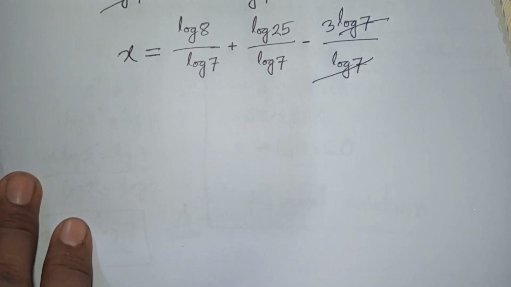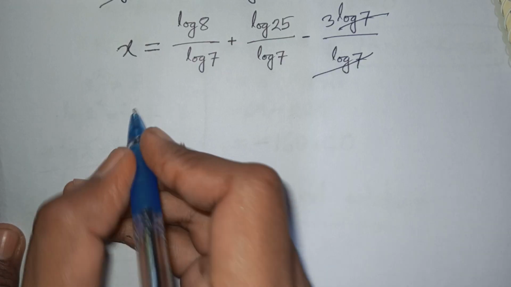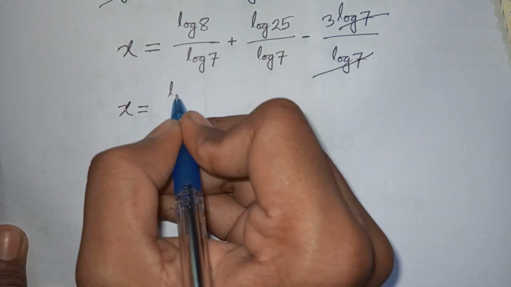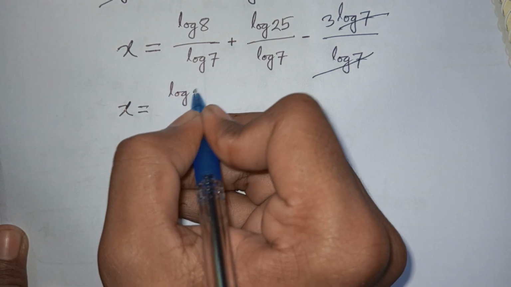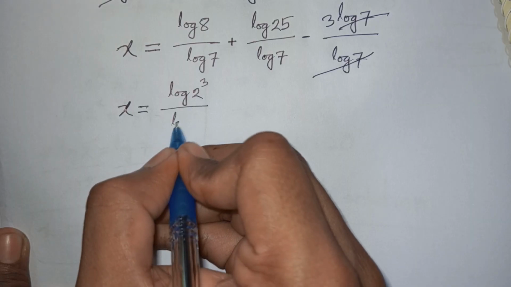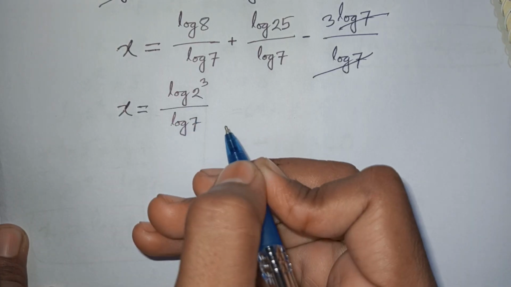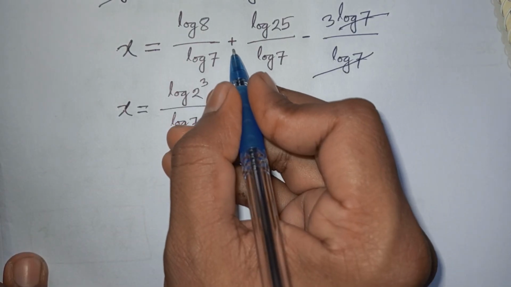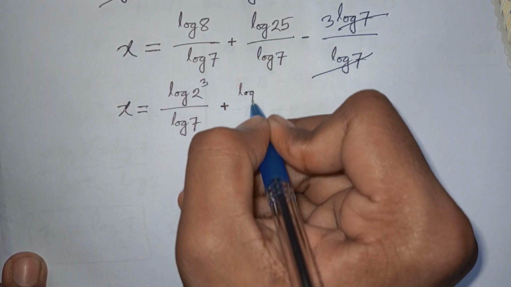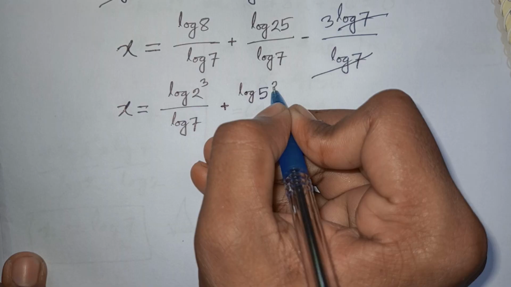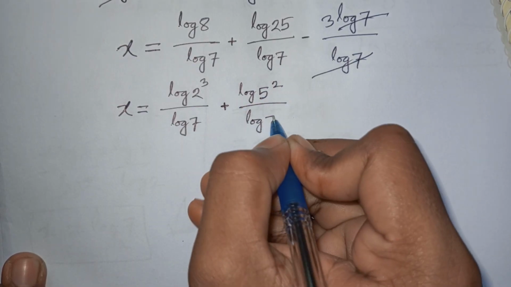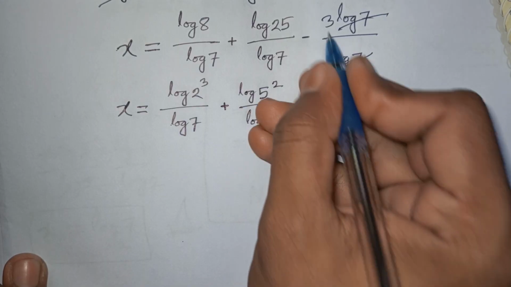In the next step, we have x is equal to log 8, which is same as log 2 power 3, over log 7, plus log 25, which is same as log 5 power 2, over log 7, minus 3.